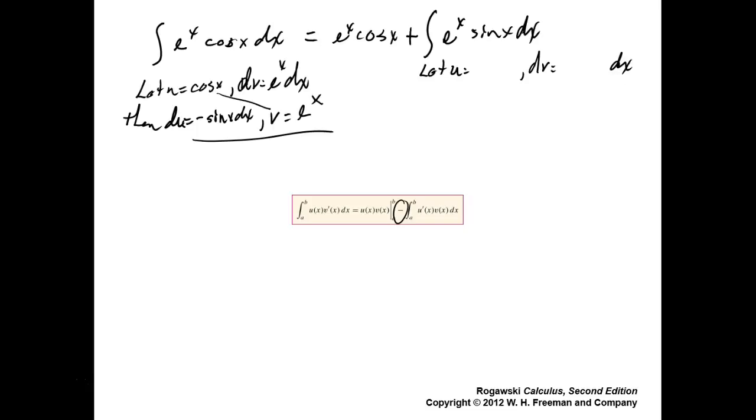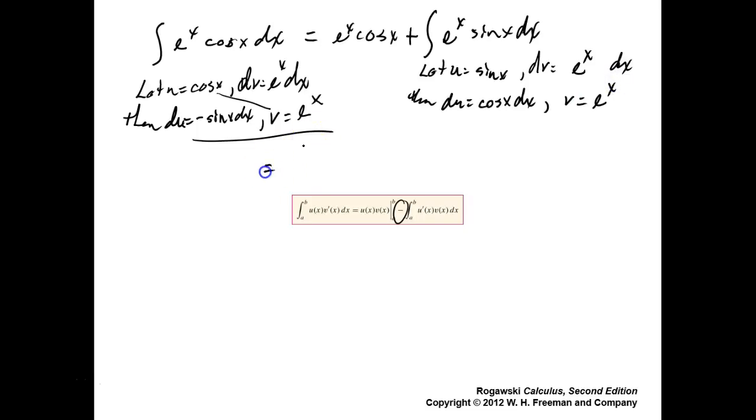Which way did we go before? We let u be the trig function, so let it be again. This time it's sine x, okay? That makes the dv e to the x dx. Then du is equal to cosine x dx, because the derivative of sine is cosine, and v is equal to e to the x. Okay, now we plug in.